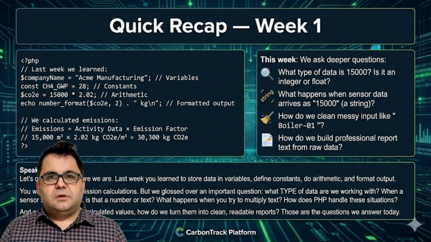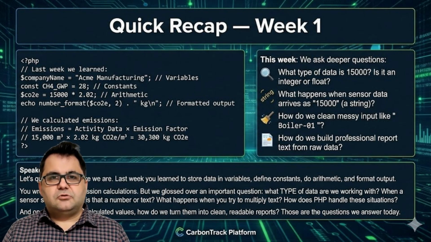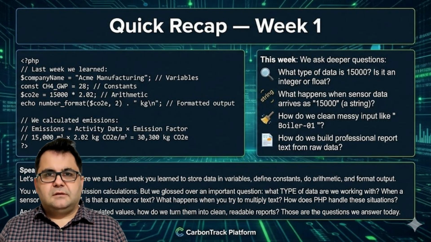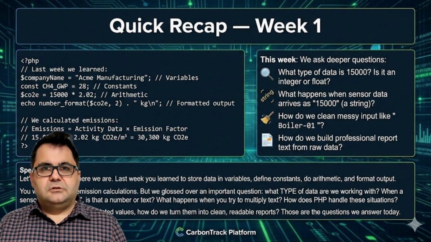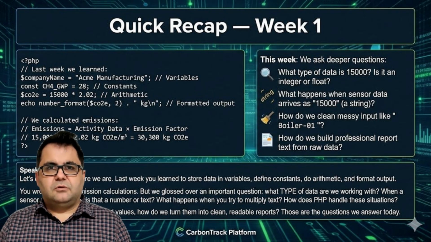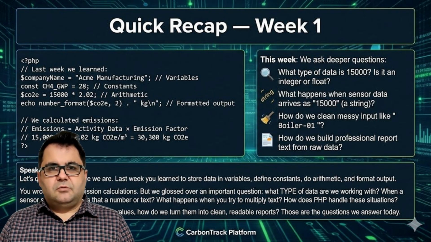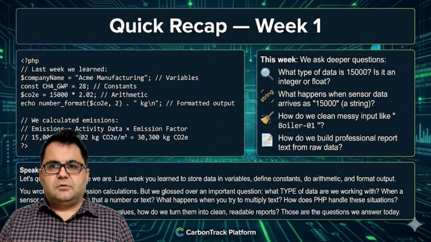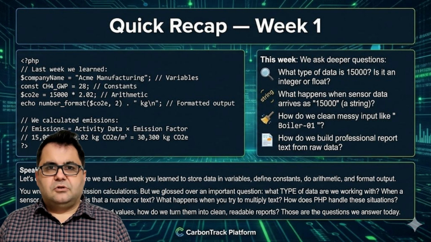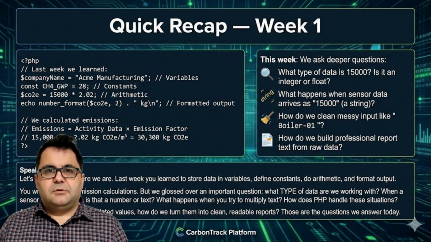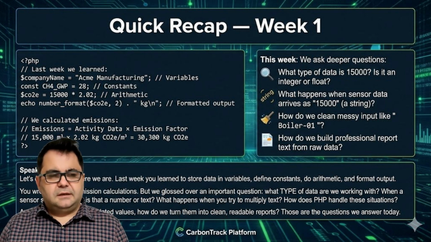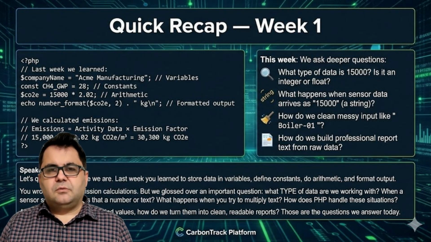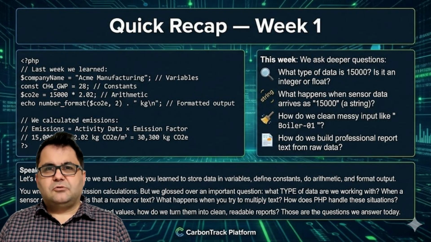Let's quickly recall where we are. Last week you learned to store data in variables, define constants, do arithmetic, and format output. You wrote your first emission calculations. But we glossed over an important question. What type of data are we working with? When a sensor sends 15,000, is that a number or text? What happens when you try to multiply text? How does PHP handle these situations? And once we have our calculated values, how do we turn them into clean, readable reports? Those are the questions we answer today.